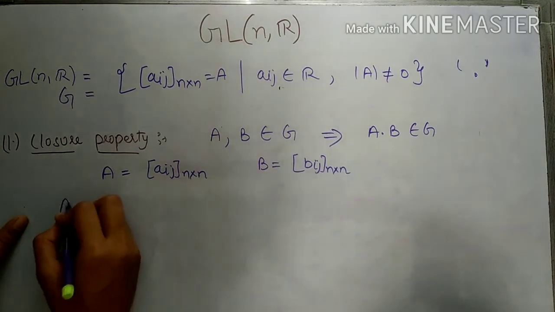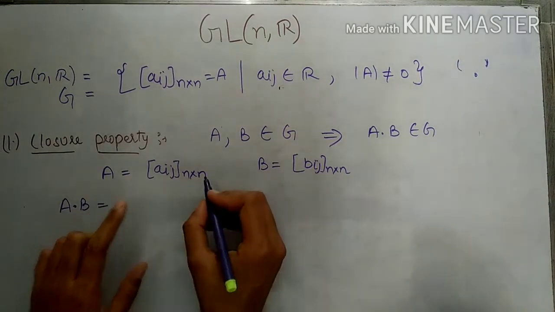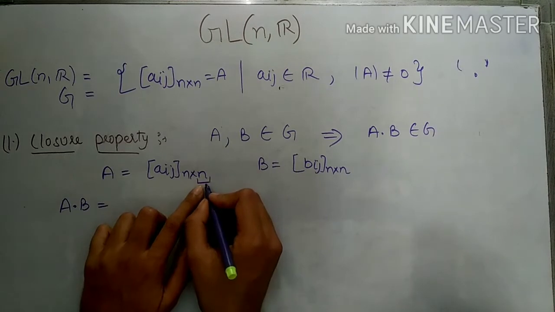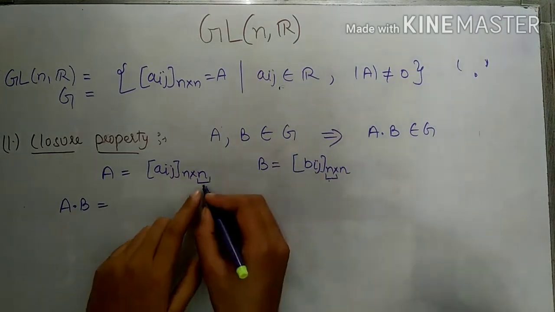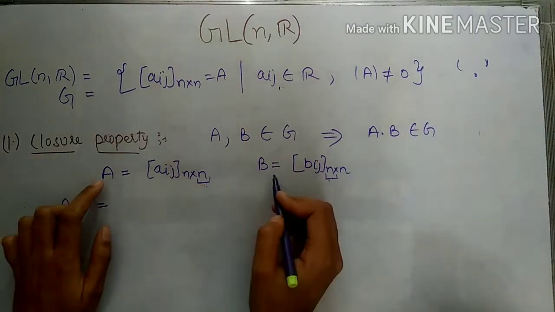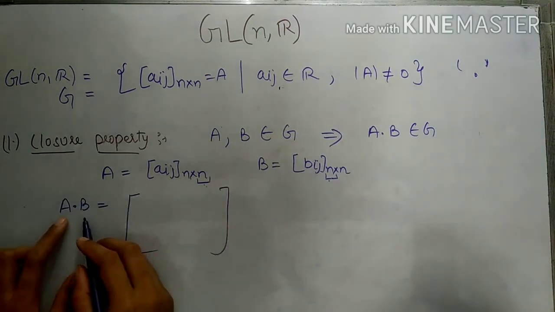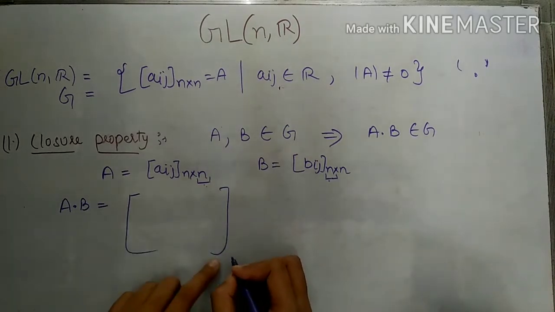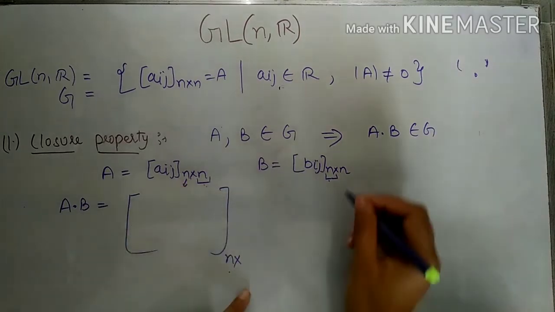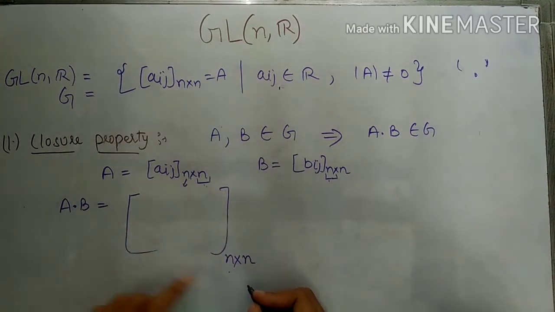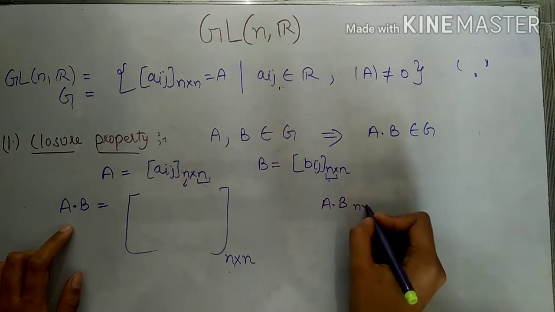and if we multiply these two matrices, we know their multiplication is defined. Why? Because the number of columns of the matrix A, that is n, is equal to the number of rows of the matrix B, that is n. These are both the same, so multiplication of A and B is defined. And what is the order of the matrix after multiplication of A and B? The order of A dot B will be, first we write the number of rows of A, that is n, into the number of columns of B, that is n. So we get a matrix A dot B of order n cross n.